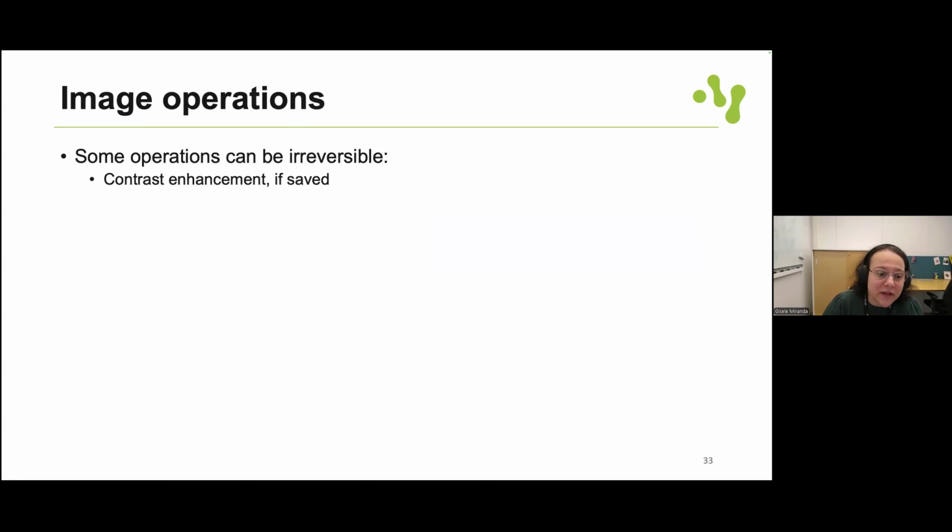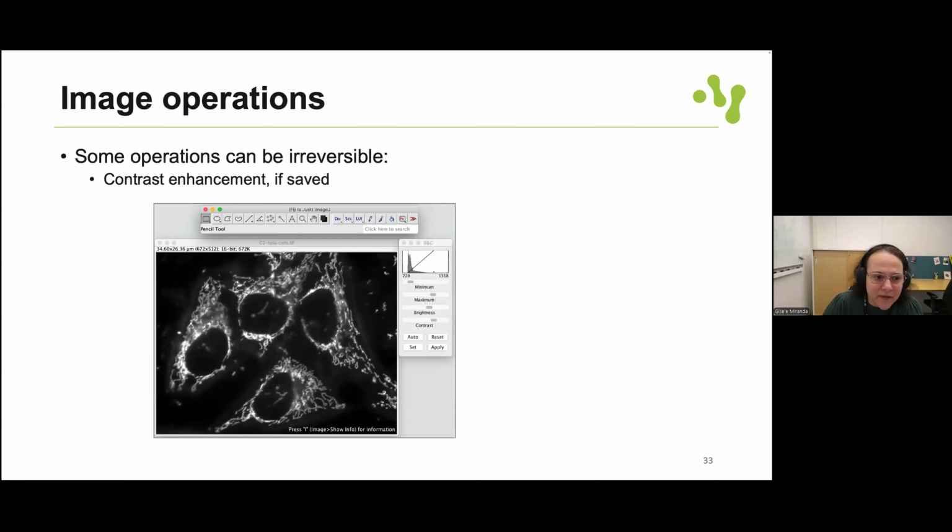Also, some image operations. So we talked about the contrast before. So if you enhance contrast, for instance, for better visualization or pre-processing, then always create a copy of the original image. Now in Fiji, if you try to apply the contrast, Fiji gives you a warning that, hey, you are changing the contrast, the pixel values will be changed. So this can also be irreversible. So always keep a copy of the raw data.